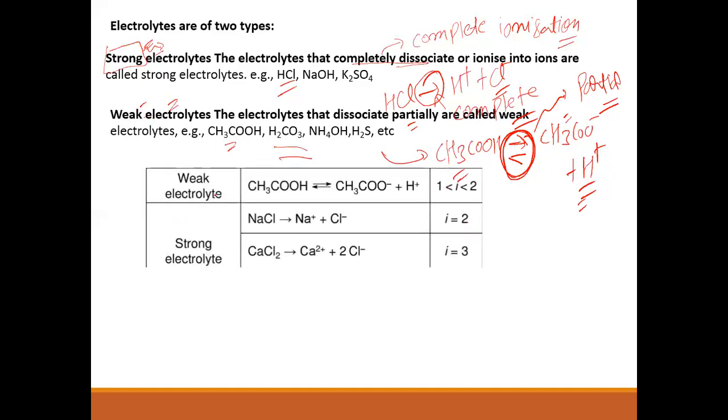So here we take examples. This is a weak electrolyte. This is a strong electrolyte. I already discussed here, this is the sign for partial ionization. When partial ionization takes place, then the ionization constant is between 1 to 2. If the value of ionization is 2 or 3, then it is a strong electrolyte.